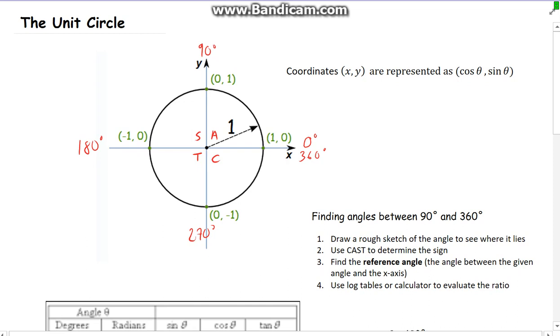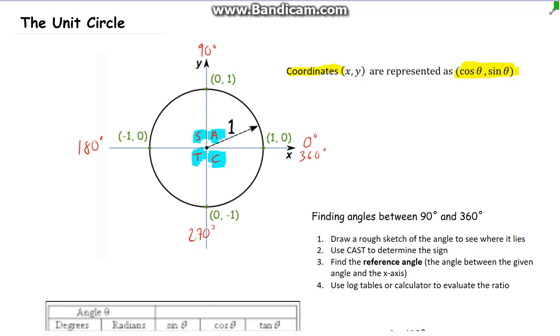Just to note, the coordinates x and y, so what we're used to, are represented as cosine of an angle and sine of an angle. Just keep note of that. I've also drawn in 4 little pieces of information that are quite important. These letters here, C-A-S-T. A way to remember these is just cast, so it starts in the bottom right, C-A-S-T.